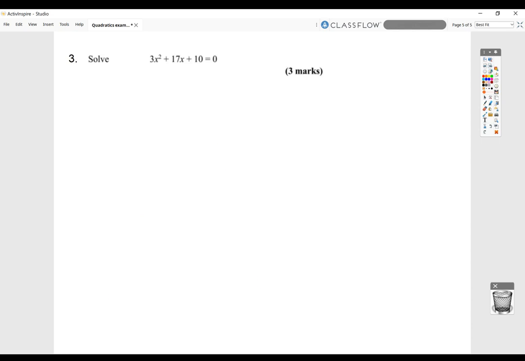Now here is a more difficult one. This is your higher tier standard one. What I would do is multiply these two, so 3 times 10 equals 30. So I am looking for two numbers that multiply to make 30 and add to make 17. Those two numbers are 15 and 2.